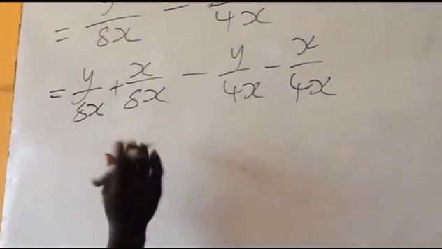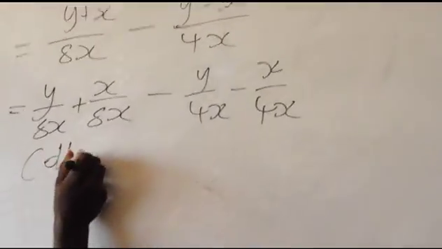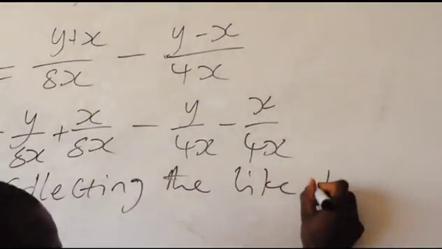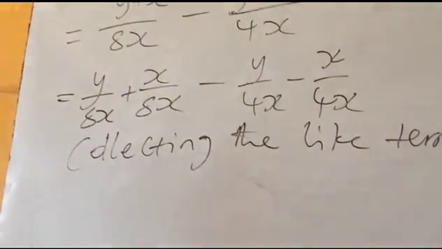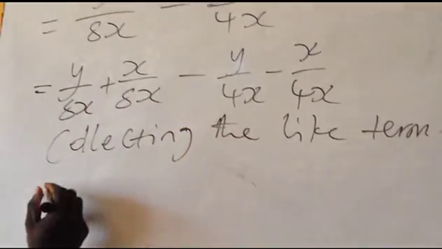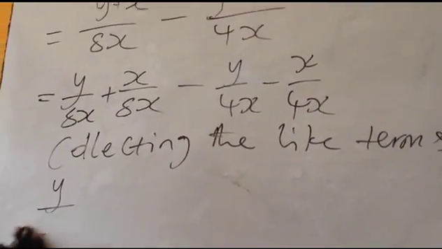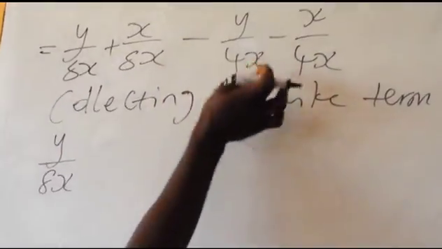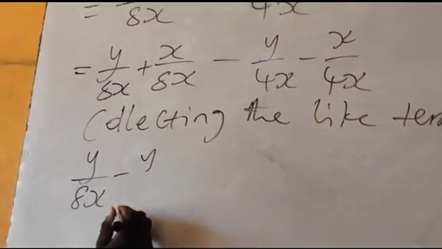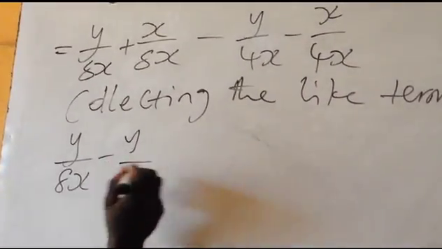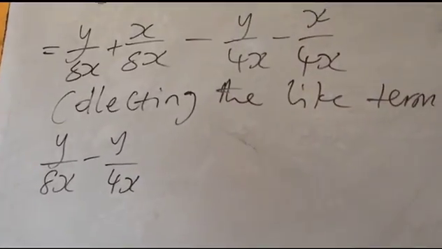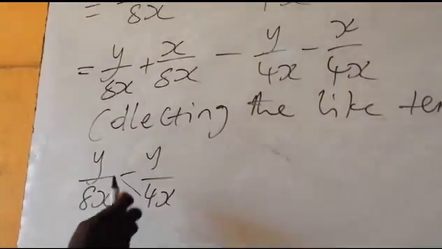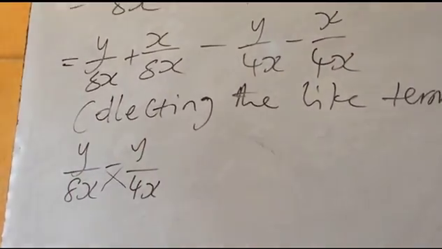So let's solve this one out, collecting the like terms. We have y over 8x here, and we have y over 4x here, that is minus y over 4x. That is y over 8x minus y over 4x. So we cross multiply, since their denominators are not the same.